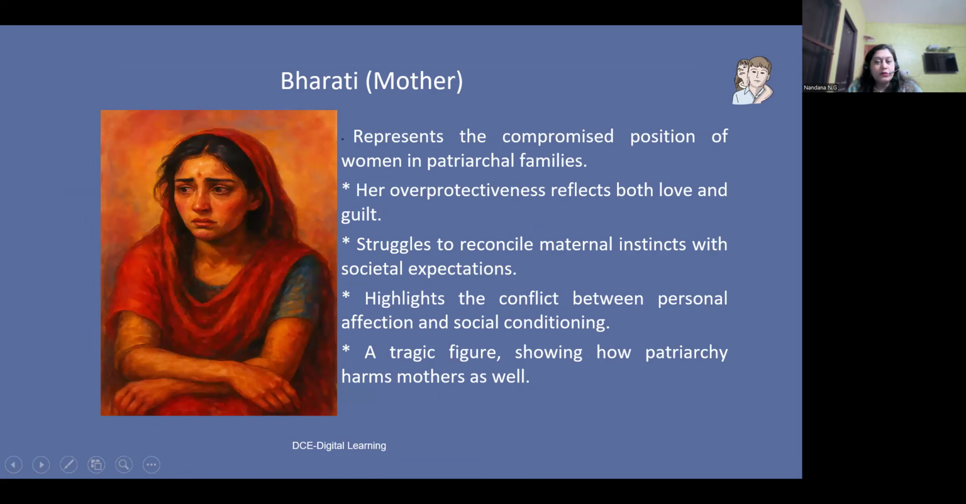She represents the compromised position of women in patriarchal families. Though born and raised in a rich family, she hasn't got the voice to express herself. She doesn't have the voice to fight for her daughter's right. And in the end, the guilt eats her. Her overprotectiveness reflects both love and guilt. She struggles to reconcile maternal instincts with societal expectation. Bharati's character highlights the conflict between personal affection and social conditioning. In the end, Bharati, a tragic figure, shows how patriarchy harms mothers as well.